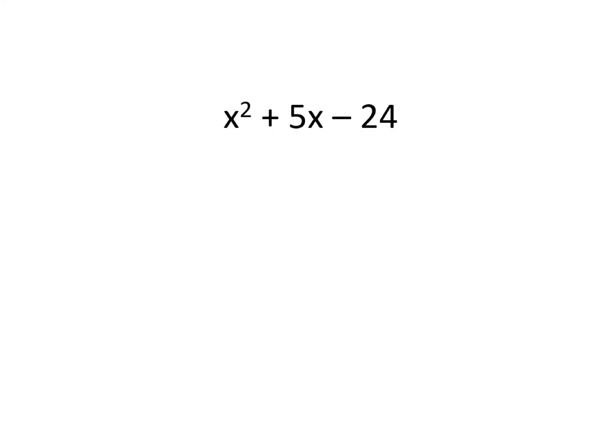All right, let's try another. Do you want to try this on your own? Well, pause the video and try it on your own and then come back. All right, here we go. A is 1. 1 times negative 24 is negative 24. Now, that's a different one because the other two have been positive.